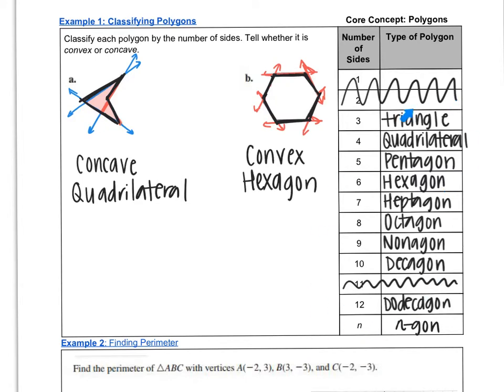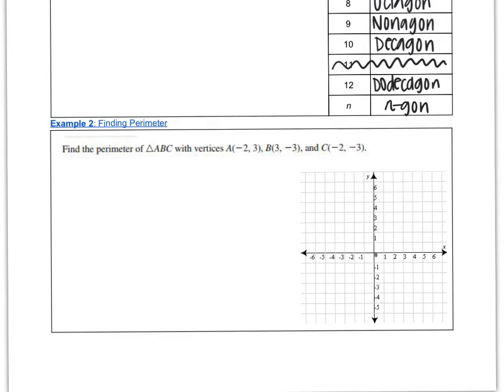So make sure you have this written down. This is going to be the big thing, knowing these names and being able to name it based on the number of sides. Now we're going to actually get into finding perimeter and area. You're going to have to use some skills that you did in 8.3, which was the distance formula. So make sure that you have those notes handy as well.